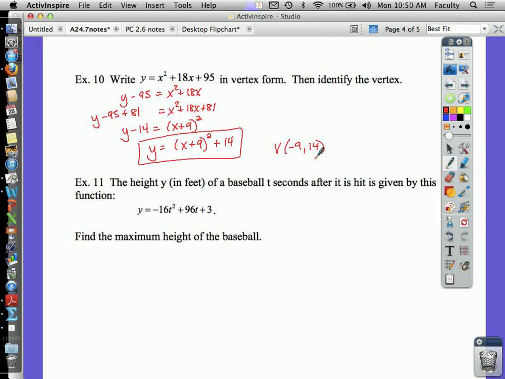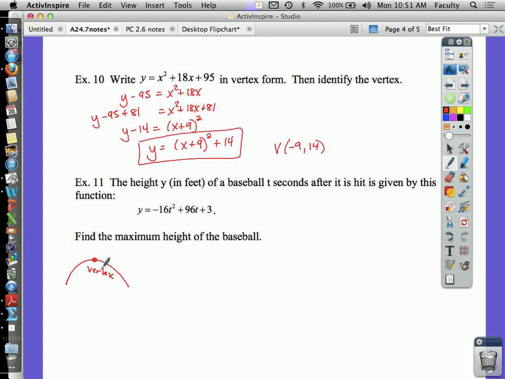Good. Alright, example 11 says the height y in feet of a baseball t seconds after it is hit is given by this function. y equals negative 16t squared plus 96t plus 3. Find the maximum height of the baseball. When you see an equation, you need to start visualizing the graph of your equation. This is a parabola because of the t squared, and it's a parabola that's opening down because it's negative 16t squared. So the maximum is going to occur at the vertex.